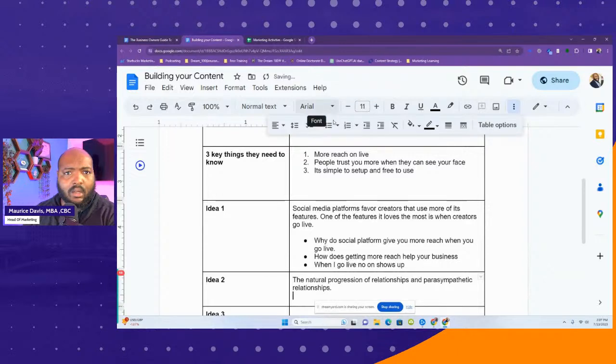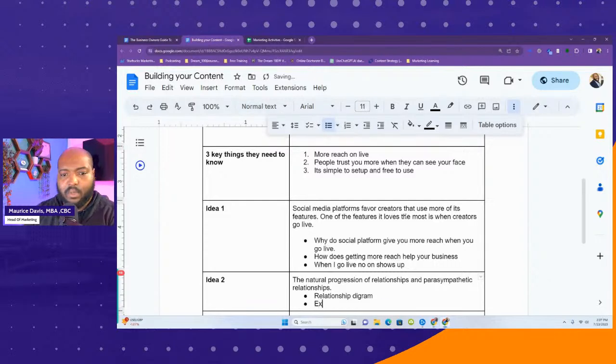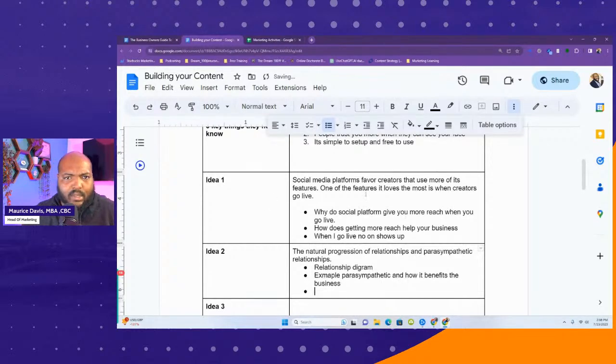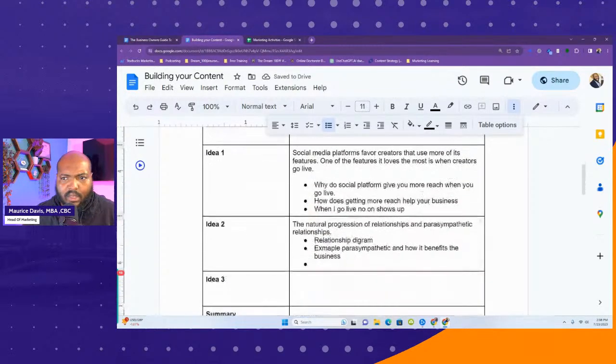So what does that mean? Relationship diagram. I want to explain parasympathetic and how it benefits business. And then what was the other piece? People trust you more when they can see your face.